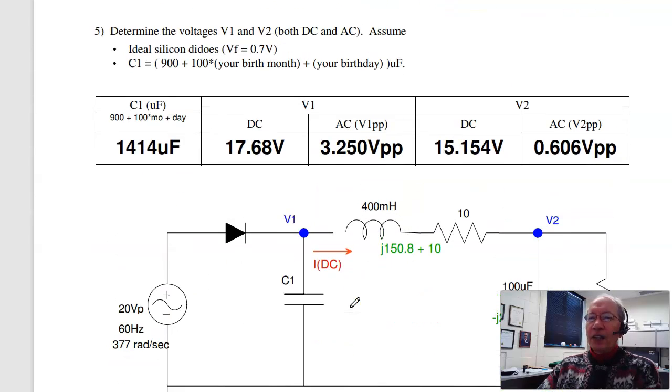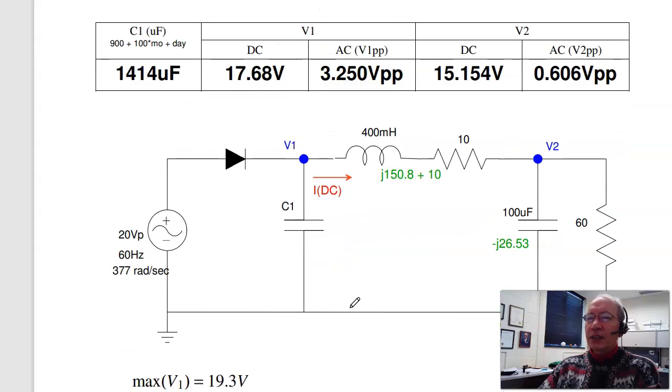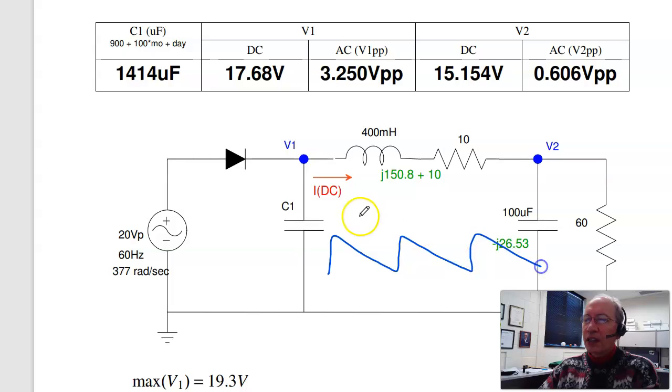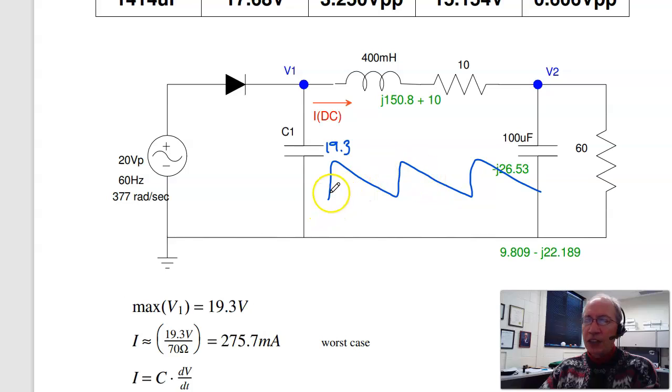Problem 5 is an AC to DC converter analysis. V1 is going to be a kind of triangle wave, sawtooth wave looking like this. The peak is 19.3 volts. That's the 20 volt peak minus 0.7. The current then, worst case, is 19.3 divided by 70 ohms. That will give you 275 milliamps.